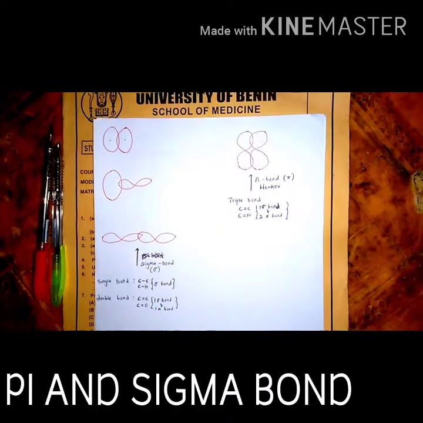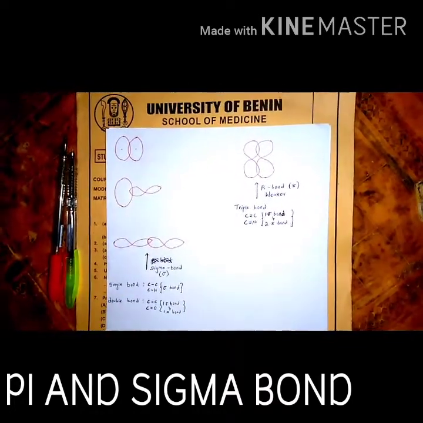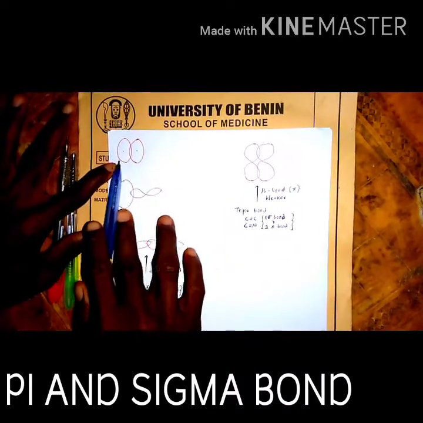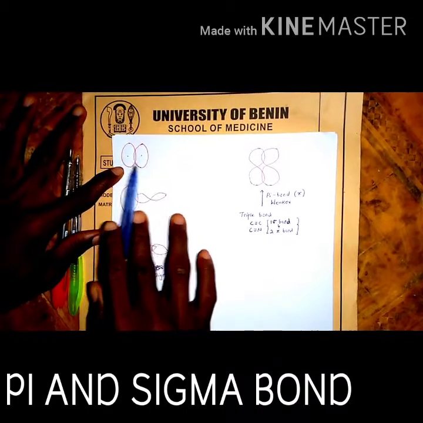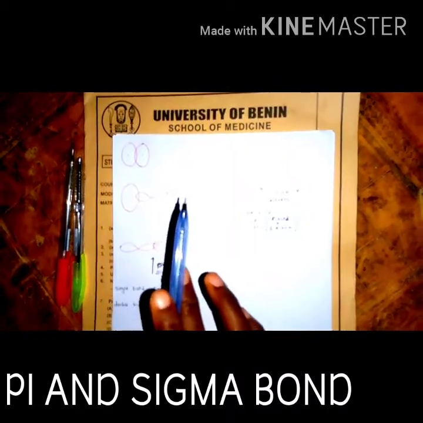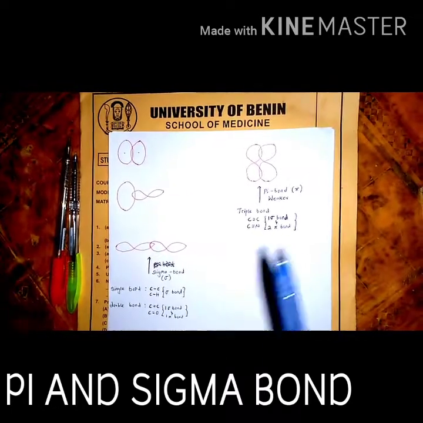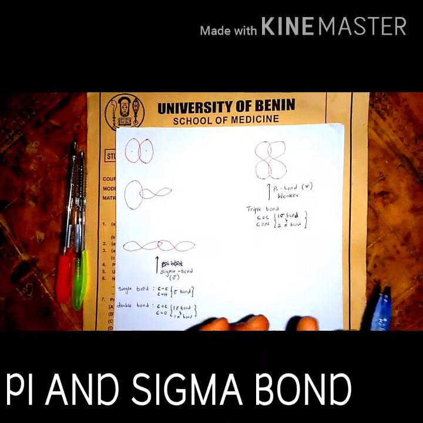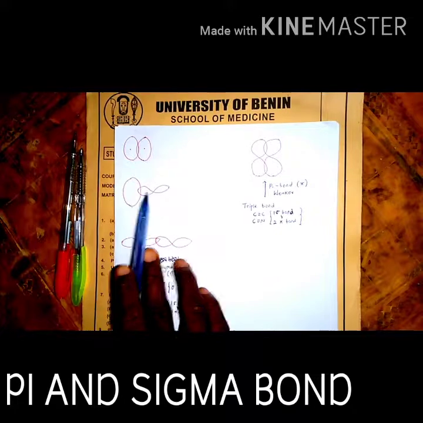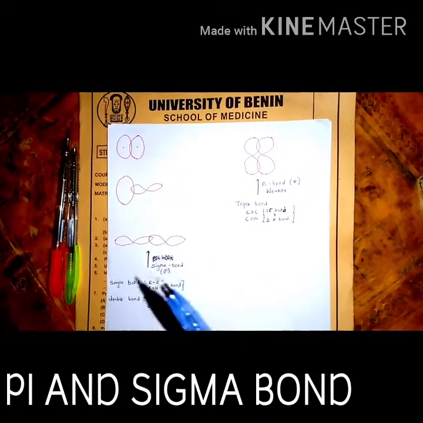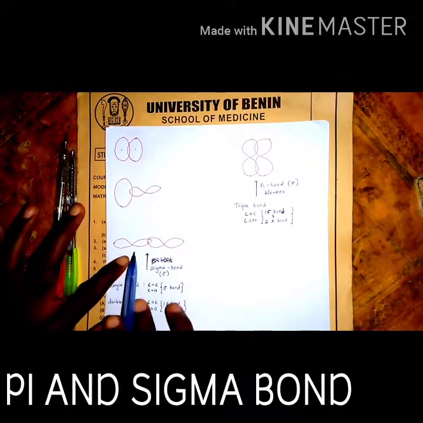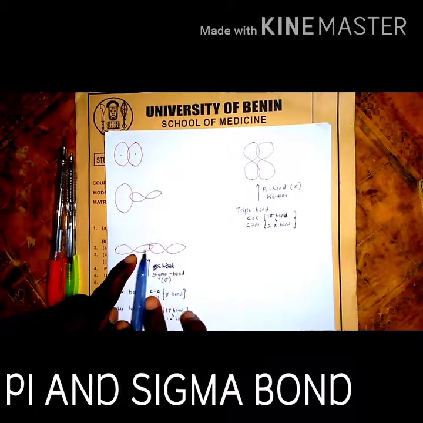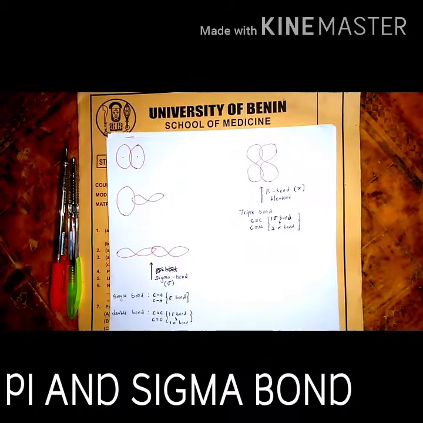Now, how is a sigma bond formed? You should know that a sigma bond is a strong bond, first of all. How is it formed? Firstly, the overlapping of two s orbitals should give you a sigma bond. Secondly, the overlapping of one s orbital and any other orbital. Here we choose to use the p orbital: s and p overlap to give you the sigma bond. Then finally, when two p orbitals overlap head to head, you can see they are overlapping head to head, this should give you a sigma bond.